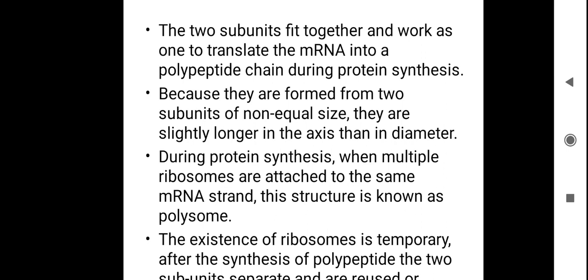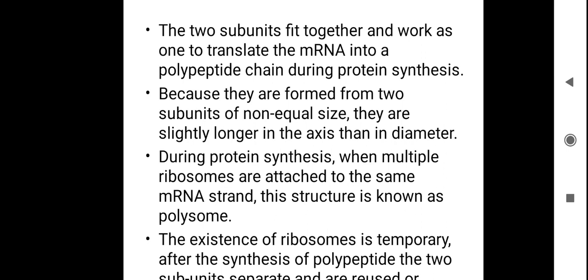The complete 70S ribosome is formed from two subunits which are non-equal in size, the 50S and the 30S, with the 50S ribosomal subunit being larger. Due to that, whenever the complete ribosome is formed, it is slightly longer in its axis than in its diameter.